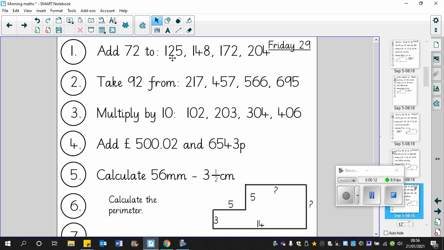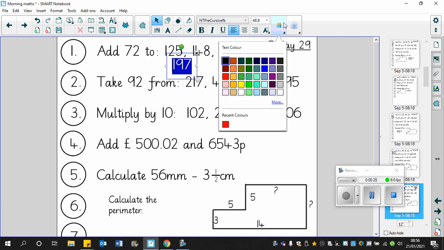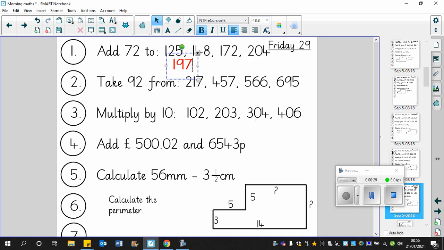So here we go. 72 add 125. If we add 70, we get 195. But then we're adding another 2, so it makes 197. Okay, do that, make that red, make it bold so it's easier to see, and we are up and running.